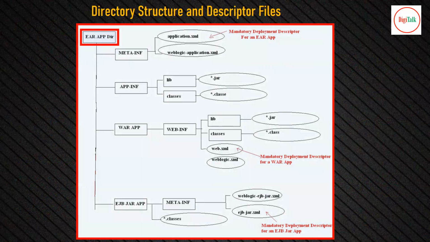Okay, so this is the complete directory structure of your EAR file. That means whenever you are going to design your code, and then you want to deploy your code in the EAR format, then you have to create this kind of directory structure in your local system first before placing your code. That means EAR app directory is a root directory. Suppose that you have a shoppingcart.ear file, then this will be a directory with the name of shoppingcart. Inside that, you have to create 4 folders. One is META-INF, second is APP-INF, then WAR app, and then EJB jar app.